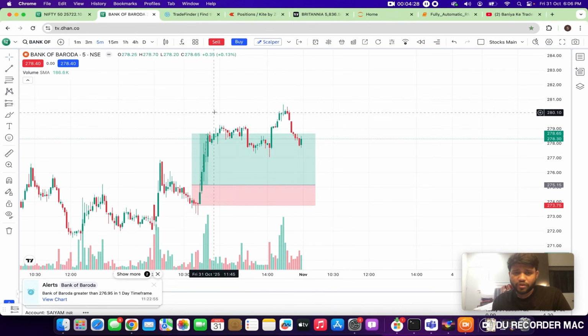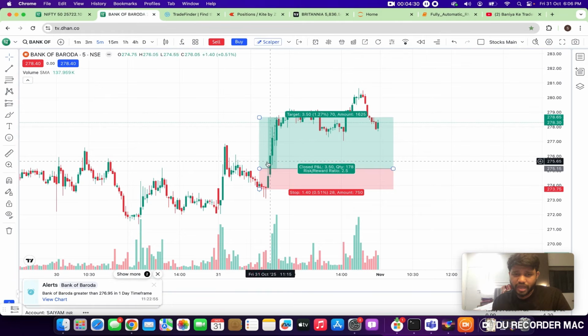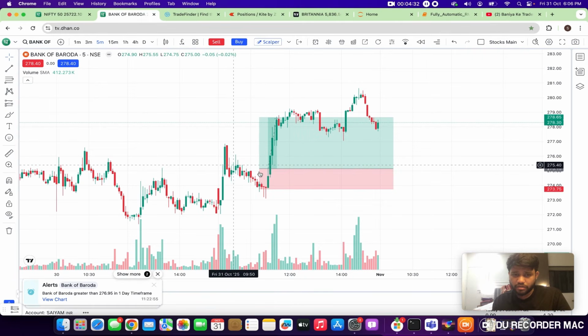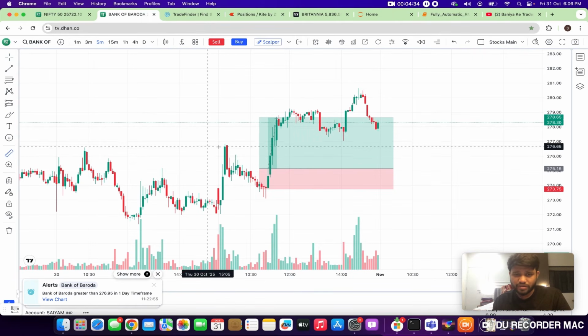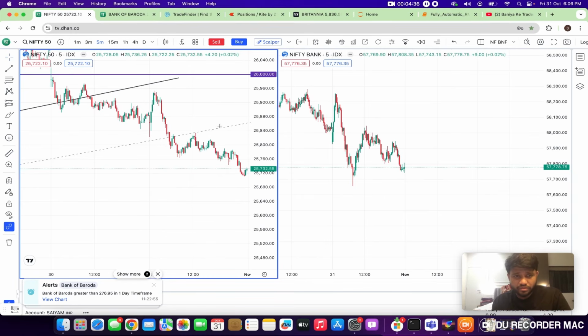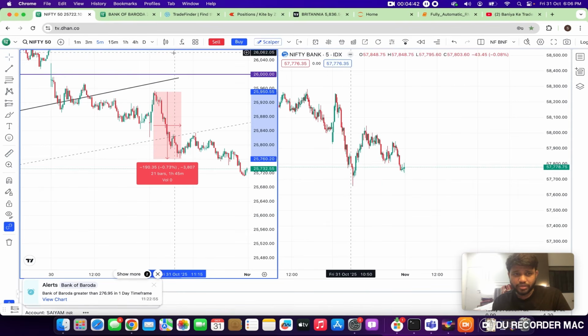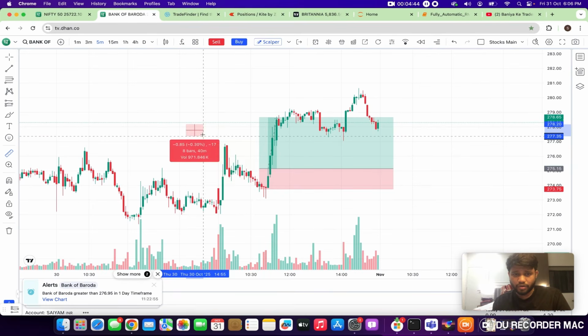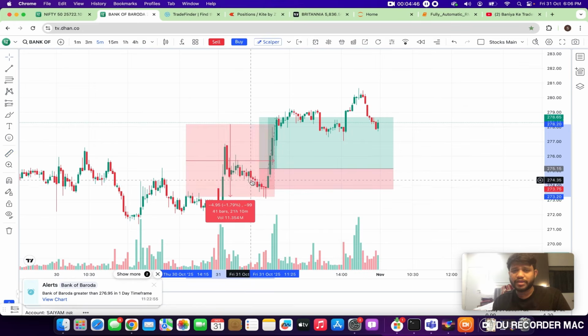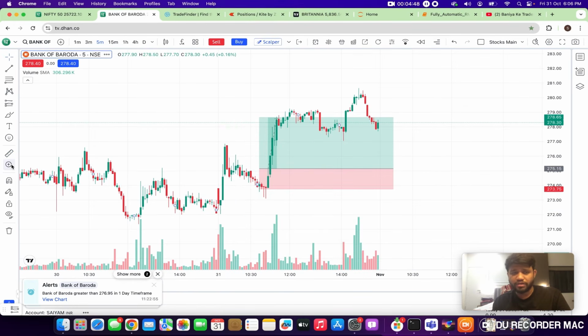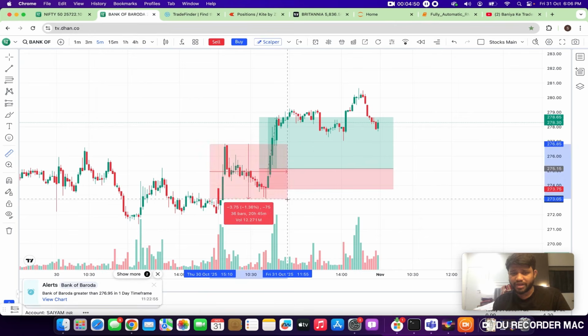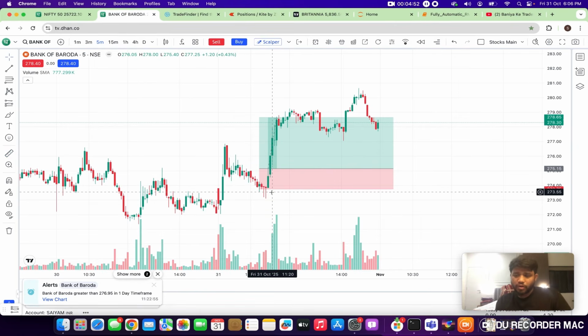Let me show you the logic or the place where I took the trade. I initiated a trade around the breakout. Basically, I saw there was huge selling in Nifty, a huge selling of 190 points. But this stock, Bank of Baroda, was holding up. It was not showing a very big down move or very big red candles. So I thought this would be the stock to focus on for today.